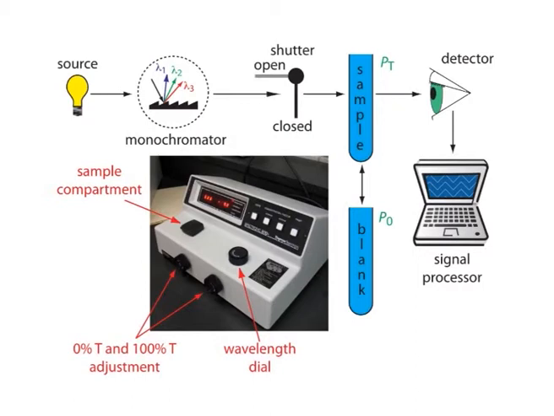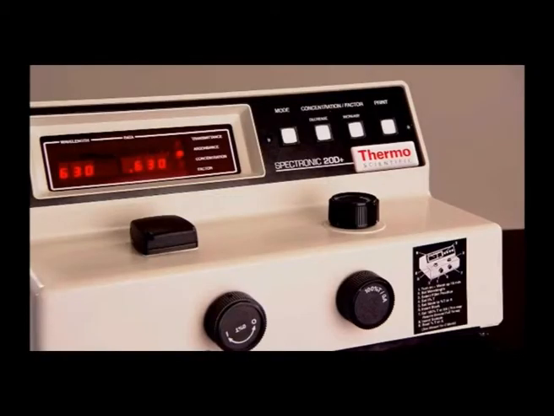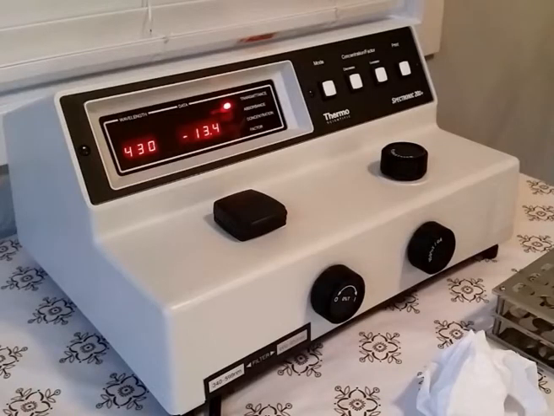The only difference is that it uses a monochromator to select the particular wavelength, while in the case of the filter photometer, a filter is used for this purpose. Thermo Scientific's Spectronic 20D+ is an example of a single beam spectrophotometer. It has a range of 340 to 625 nanometers and a fixed effective bandwidth of 20 nanometers.